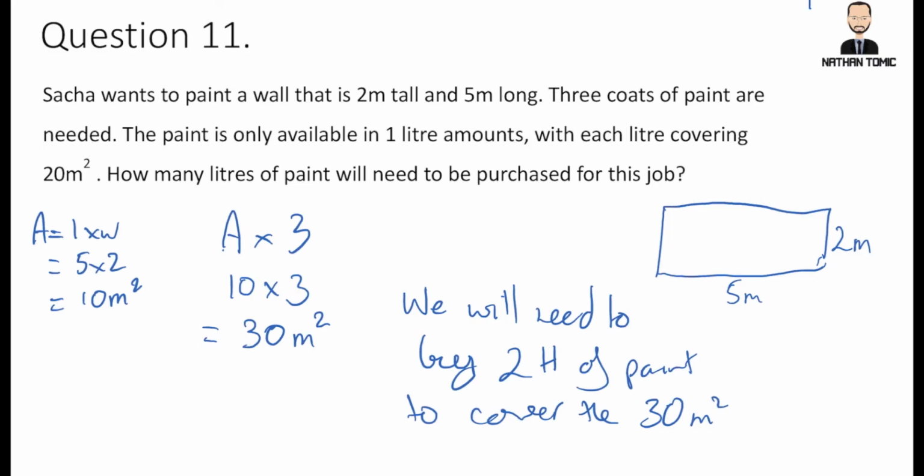So again, the trickiest part here is not the area or any of that, it's remembering that you have to buy the full litre. Some people might write buy 1.5 litres, and that would be wrong because you can't go and say, can I have half a litre? It tells us here that the paint is only available in full litre amounts. Okay, so watch out for words like that. Don't get tricked into it.